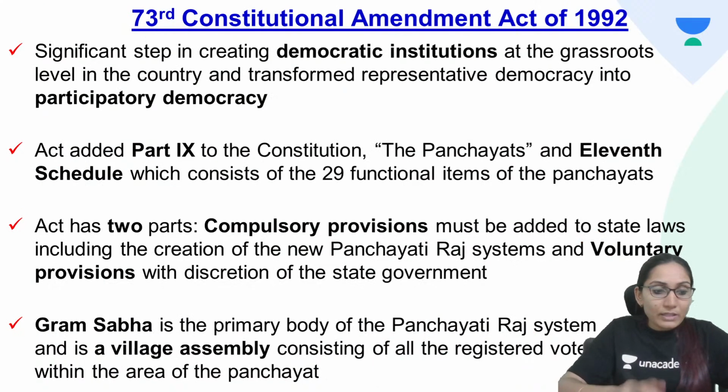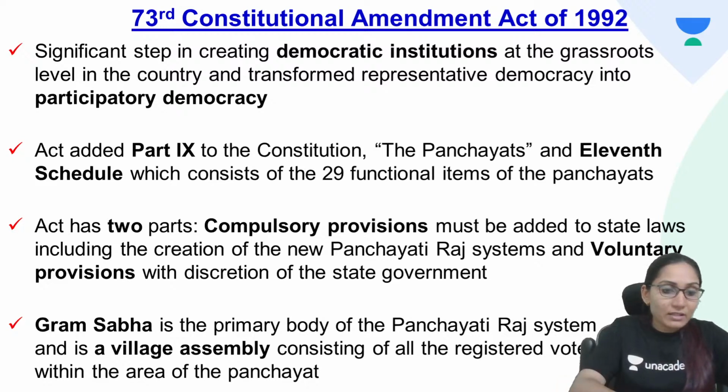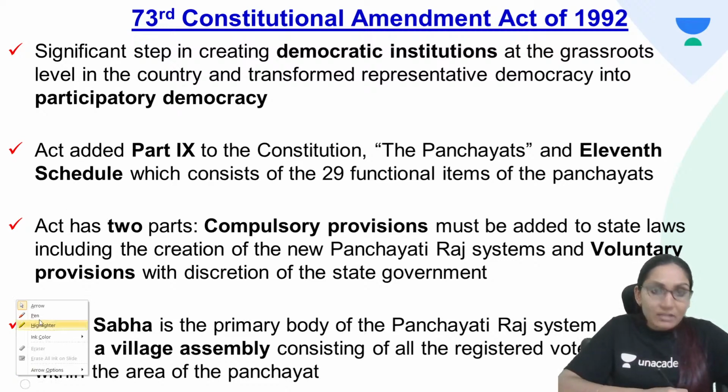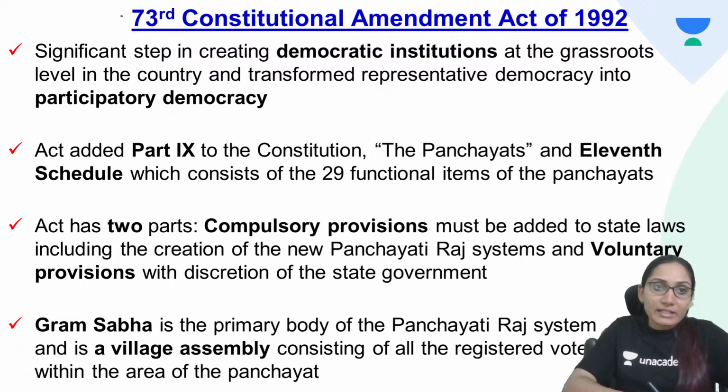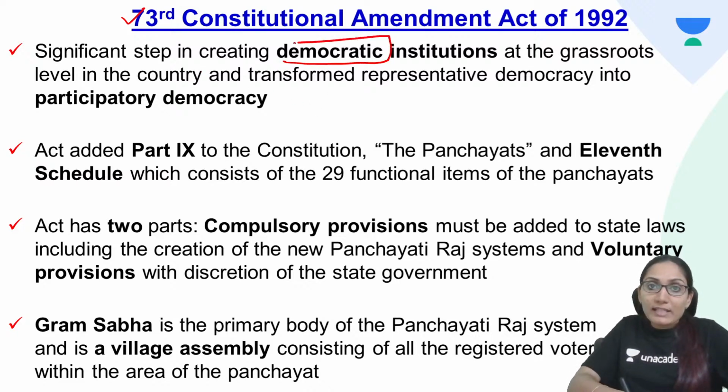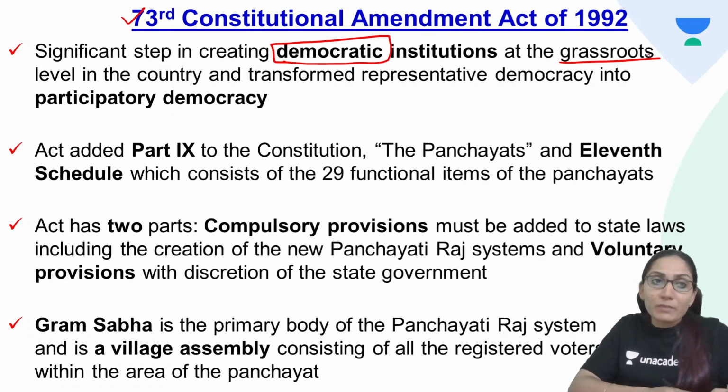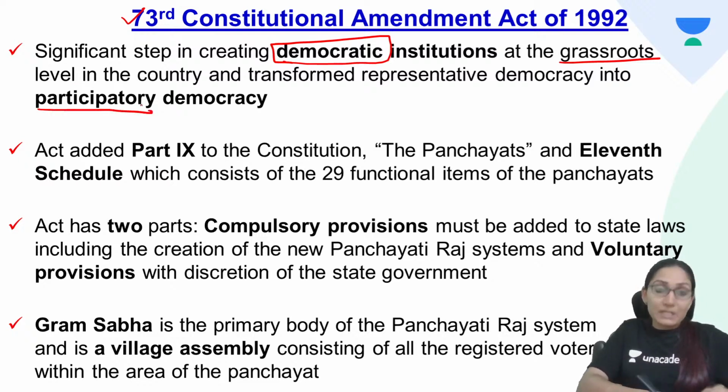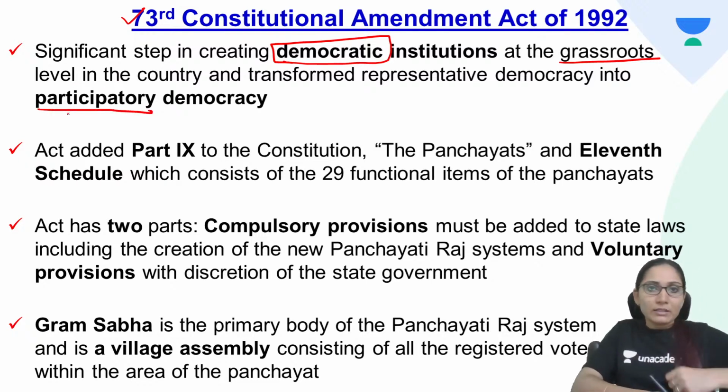Now let's look into these acts in detail. The 73rd and the 74th Constitutional Amendment Act. First, the 73rd Constitutional Amendment Act of 1992. It was a significant step in creating democratic institutions at the grassroots level in the country and transformed representative democracy into participatory democracy.